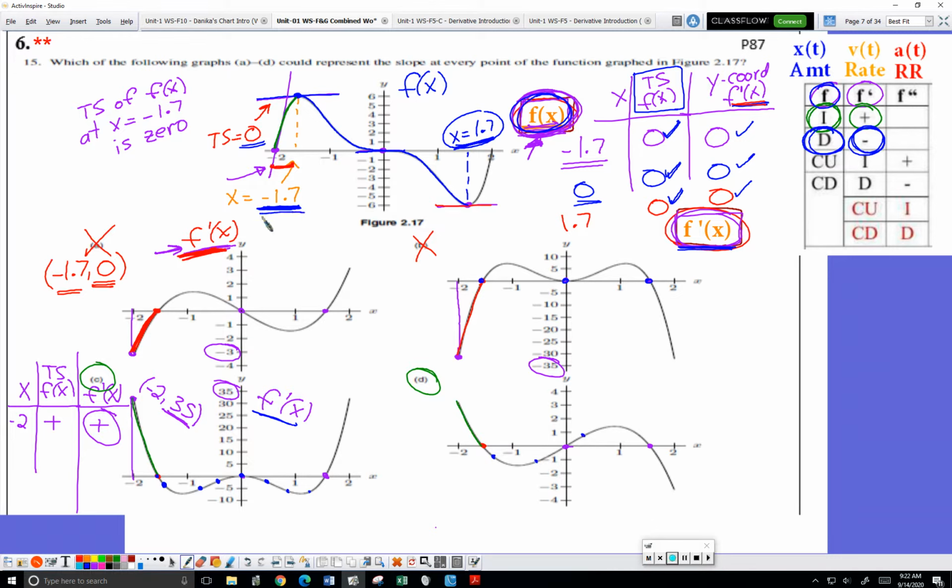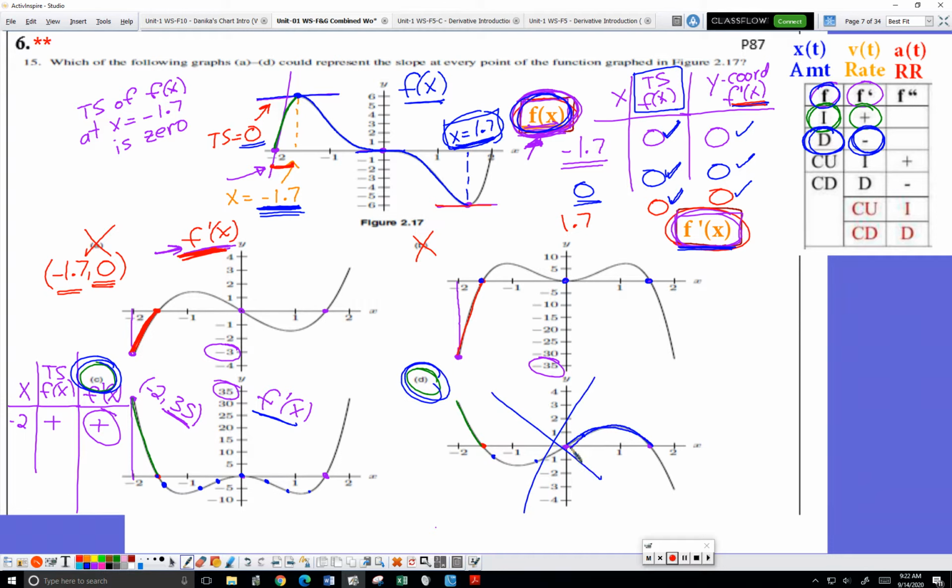From x equal negative 1.7 until x equal 1.7, if I have f y-coordinates that go down, I must have f prime y-coordinates that are always negative. This is matching up pretty well. The 0 is a little confusing. This doesn't match at all because of this section where the y-coordinates are positive.